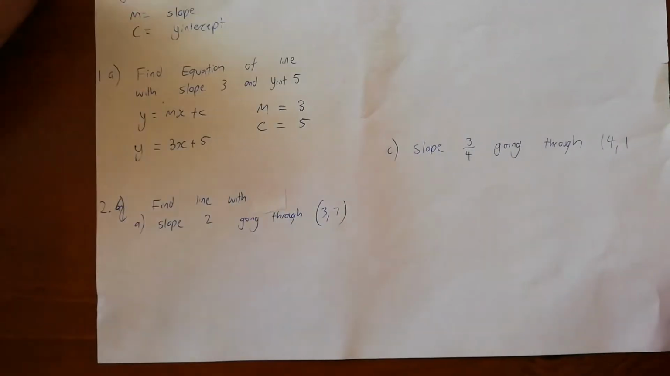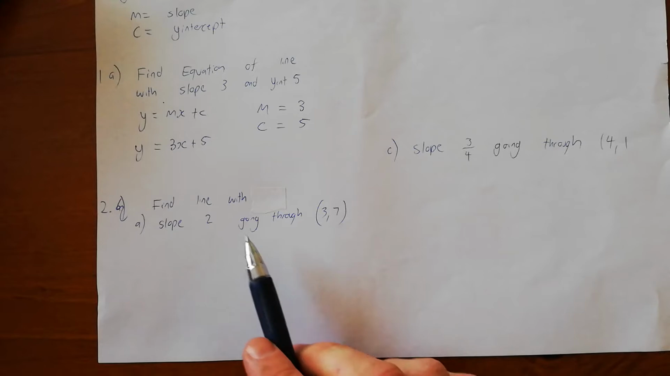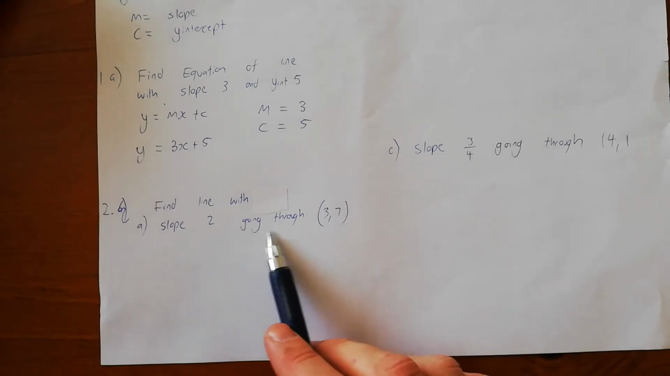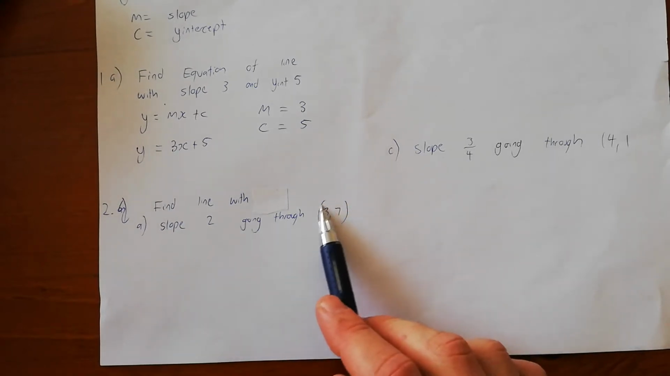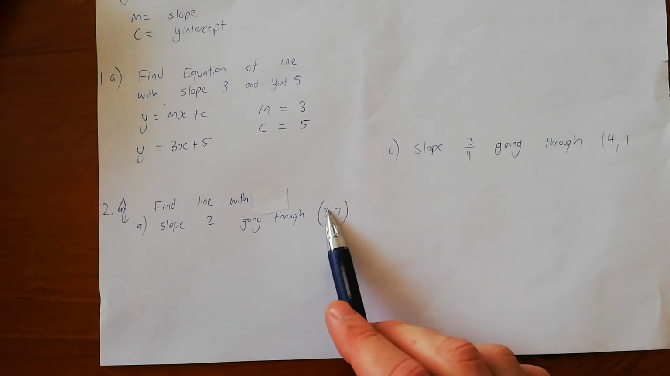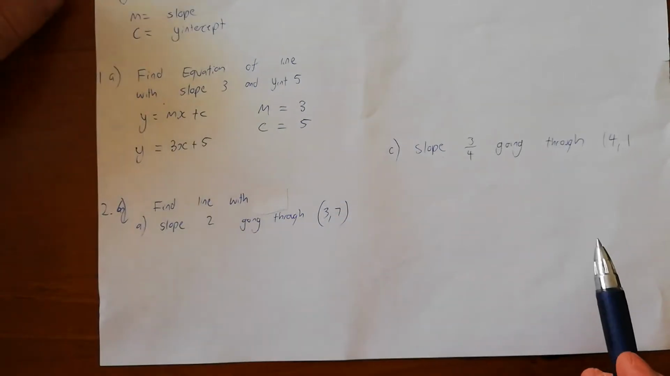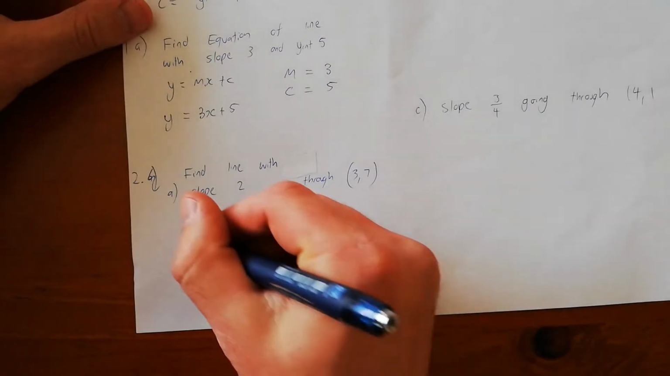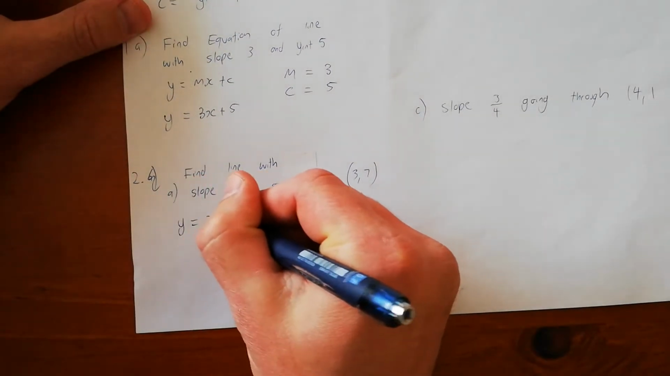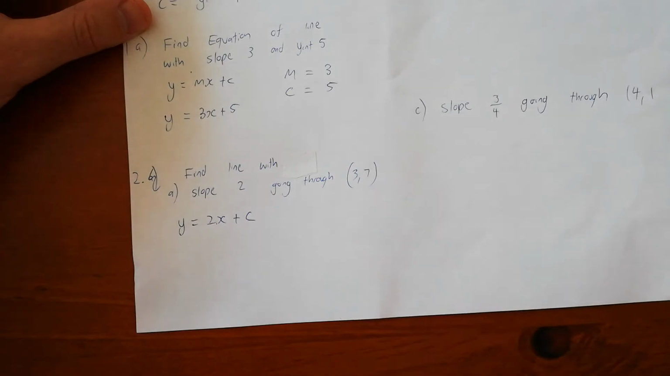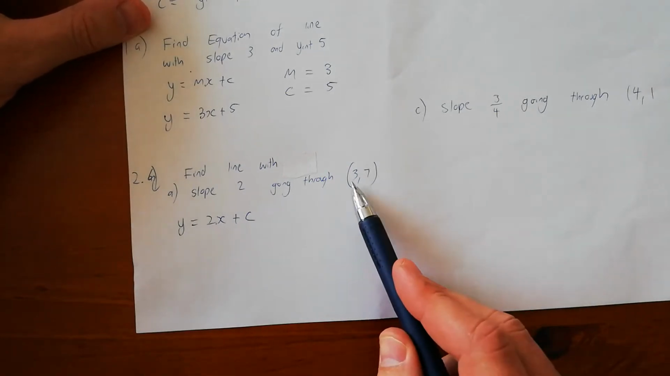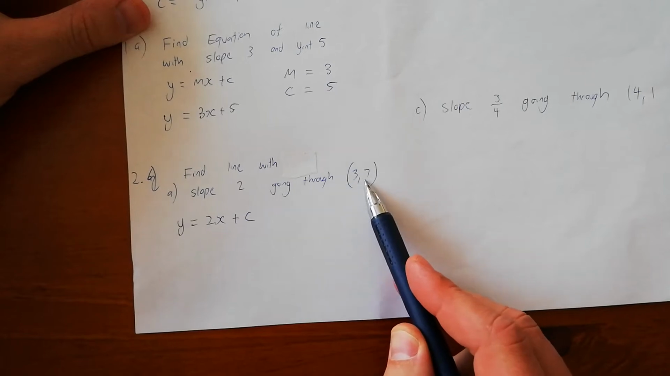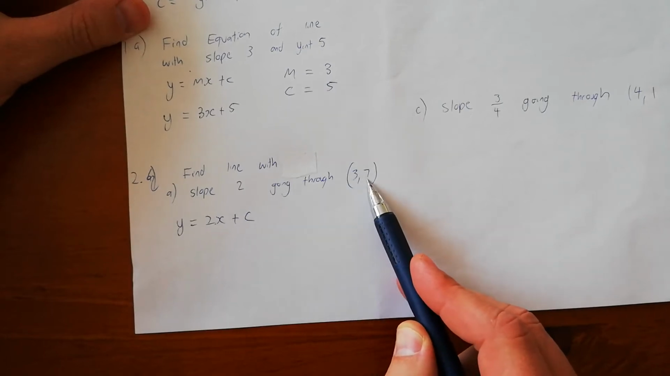In the second example, we're given a slope of 2 and it's going through this point. So the line passes through that point, but we're not told the y-intercept. So we're going to start off with what we're given, and that is y equals 2x plus c. We don't know c yet, but we're going to find it. We're told it passes through this point. X is 3, y is 7.